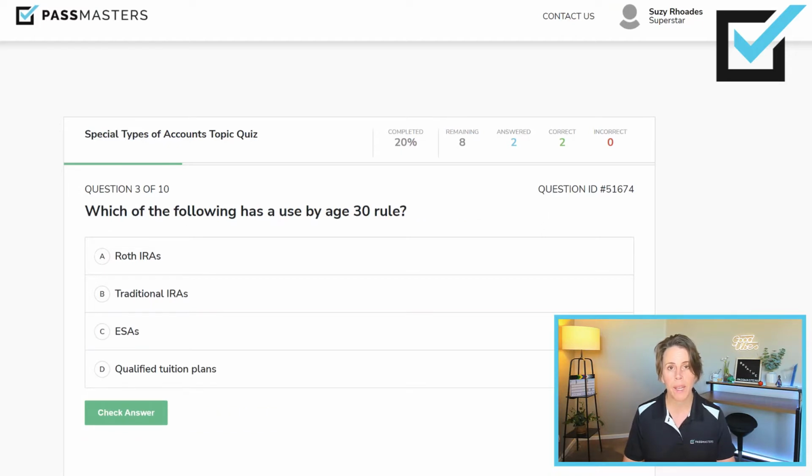Which of the following has a use by age 30 rule? Roth IRAs, traditional IRAs, ESAs, or qualified tuition plans? It is the Coverdell Educational Savings Account that has the use by age 30 rule. The use by age 30 rule does not apply when the student has special needs.